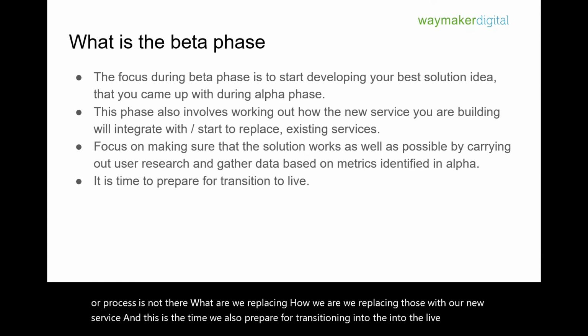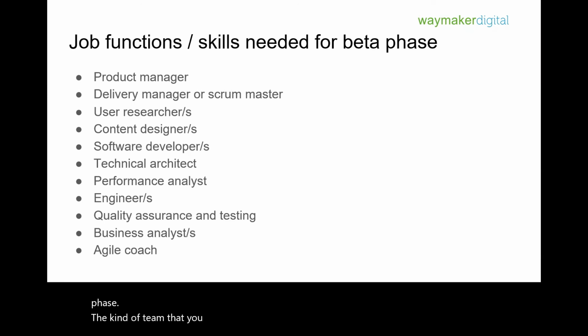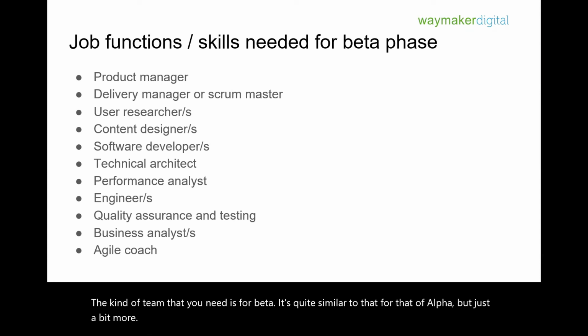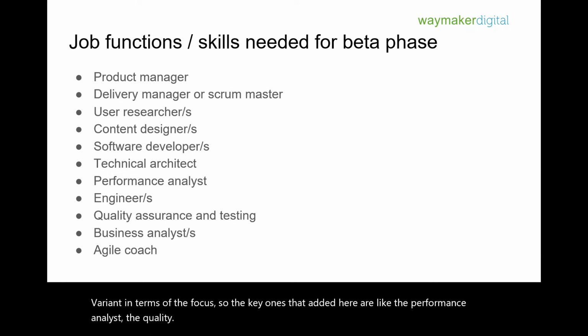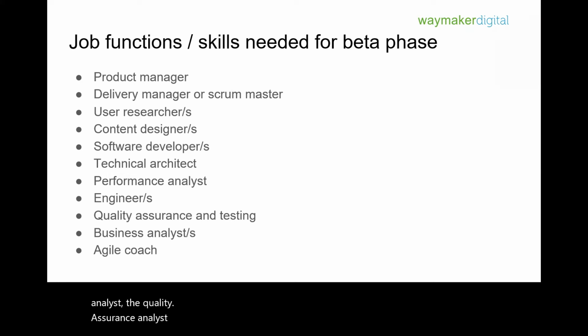The kind of team that you need for beta is quite similar to that of alpha, but just a bit more varied in terms of the focus. So the key ones that I've added here are the performance analyst, the quality assurance analyst, or maybe test analyst, and also maybe some business analyst as well.